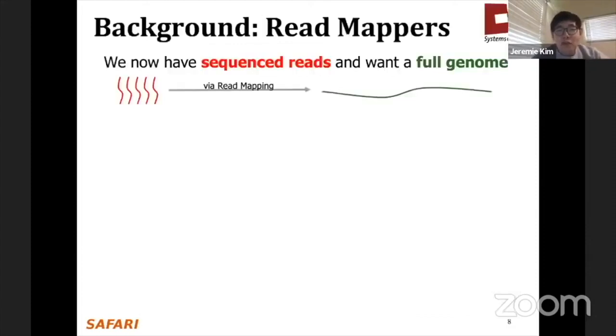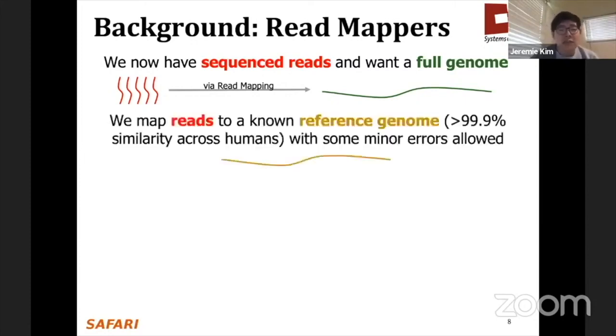So what read mappers do is basically take a number of the sequenced reads, which are around 100 base pairs in our paper here, and we reconstruct the full genome, which is the green strand on the right. And so thankfully, we have a known reference genome that exhibits 99.9% similarity across humans. And this is generally true across any organisms of the same species. This reference genome enables us to map our reads to the known reference with some minor differences allowed, which then requires the approximate string matching problem.